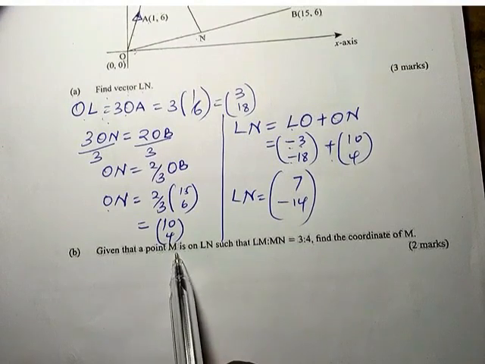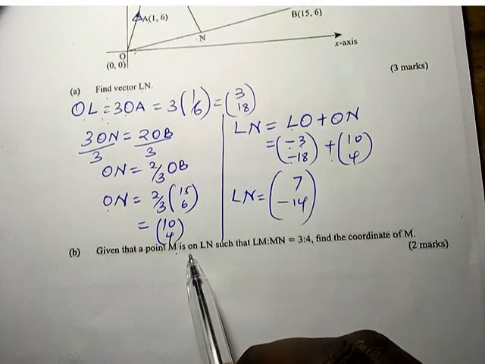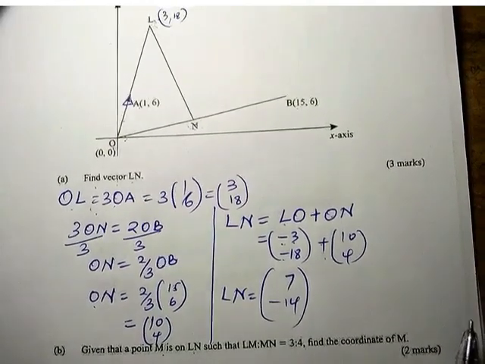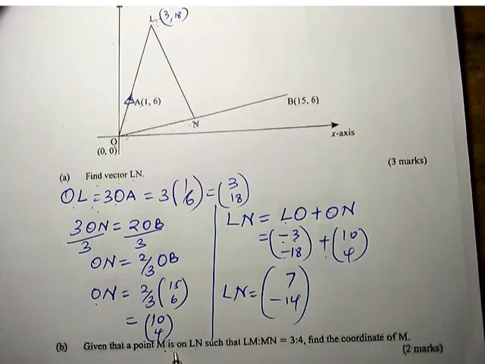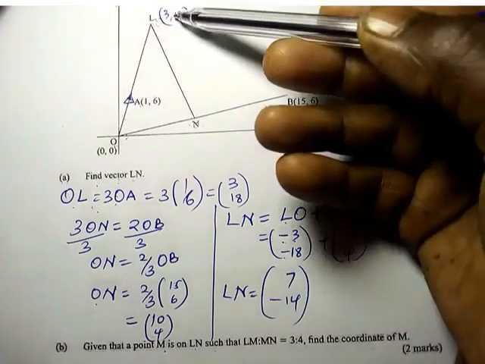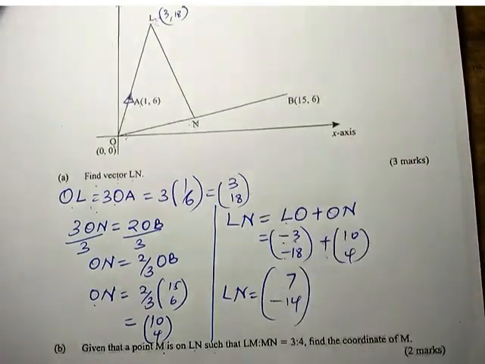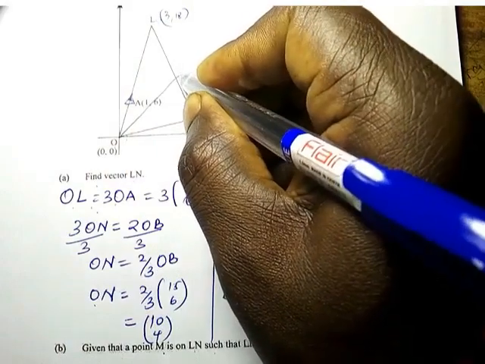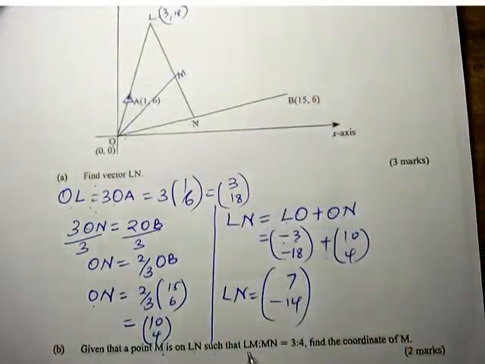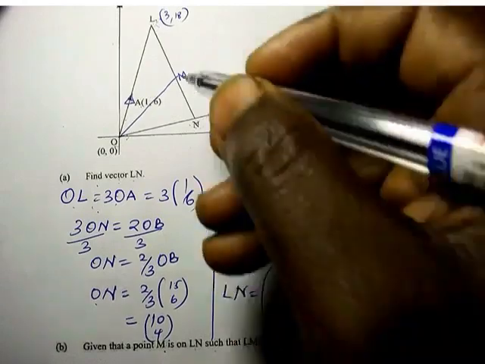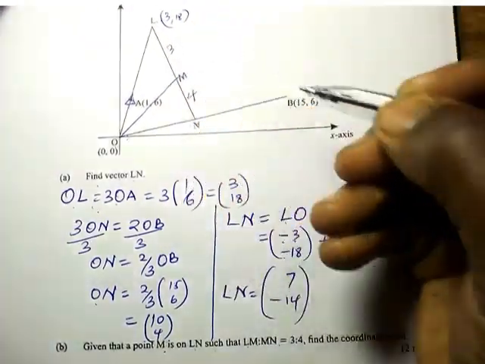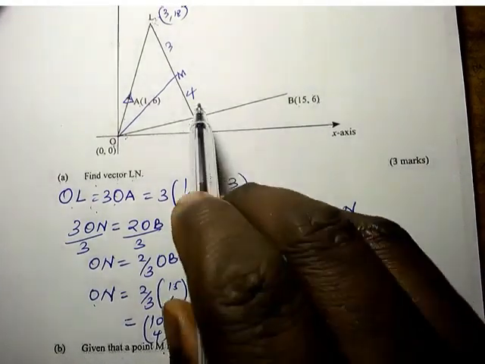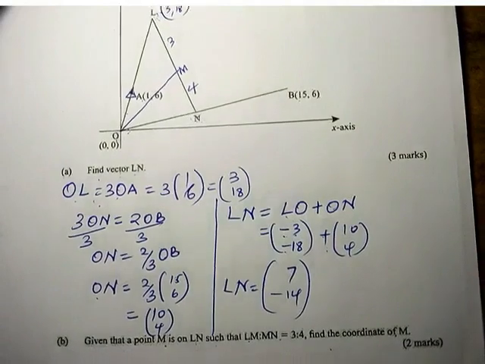Given that point M is on LN, such that LM to MN is 3 to 4. Find the coordinate of M. That's very easy.